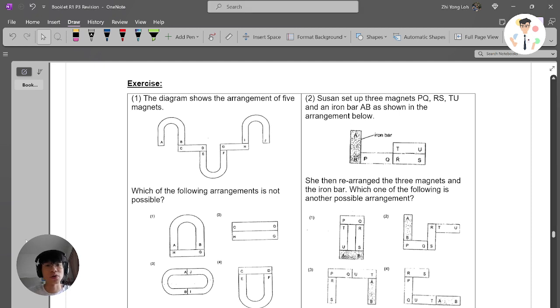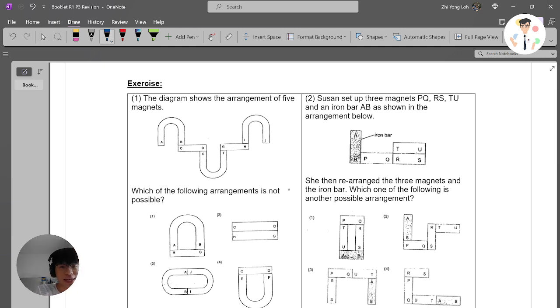Here it says that the diagram shows the arrangement of 5 magnets, and which of the following arrangements is not possible. So let's annotate the words "not possible".